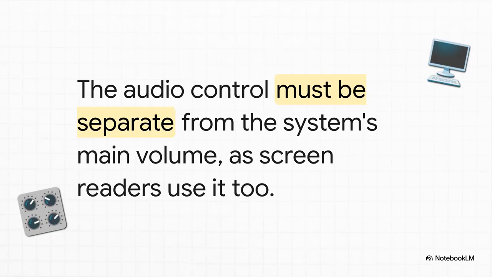And here's the second and super crucial point. That control can't just be the main volume on the user's computer. Why? Well, because screen readers use that same system volume. So if you force someone to turn down their computer's volume, you're also forcing them to turn down their screen reader. You're silencing the very tool they need to get around. The control has to belong to the website itself.